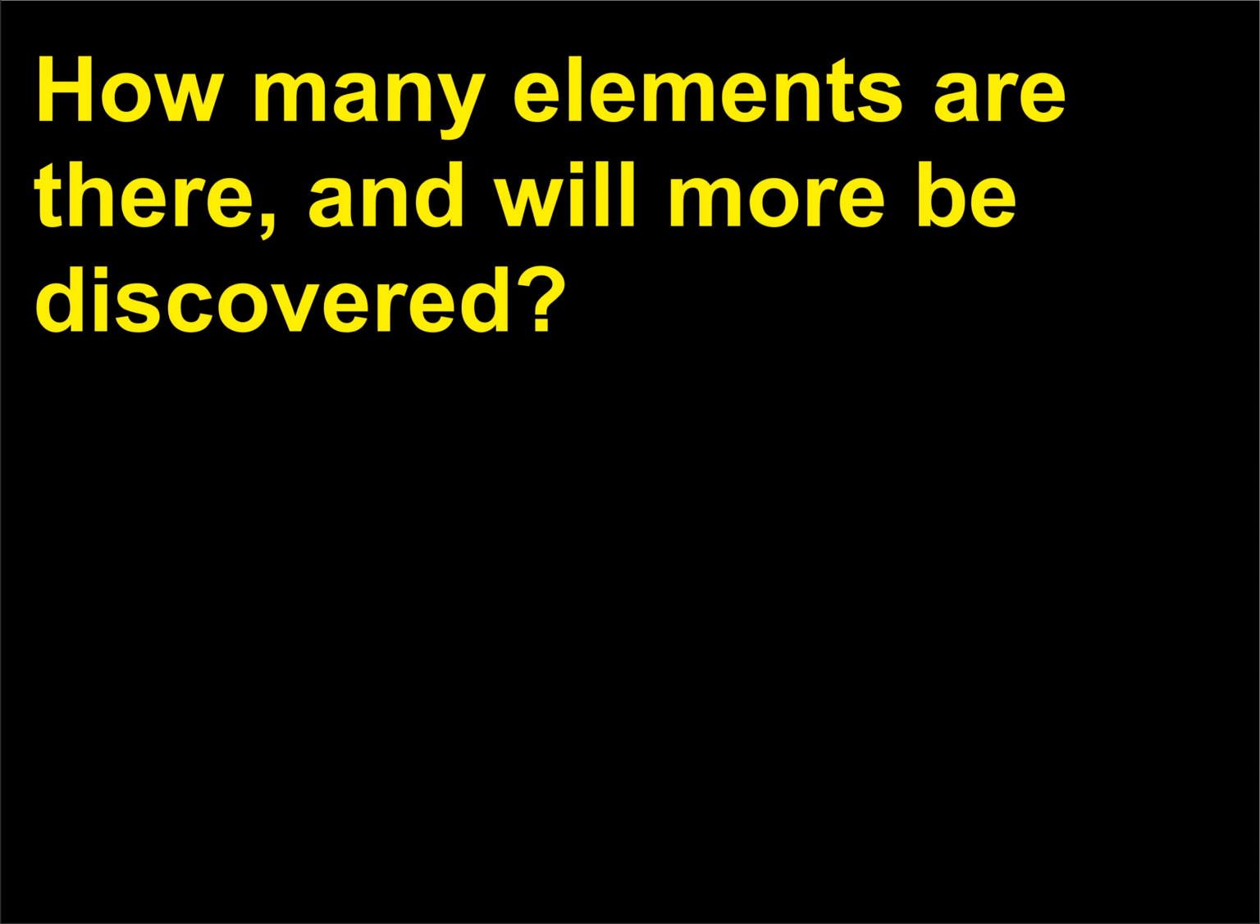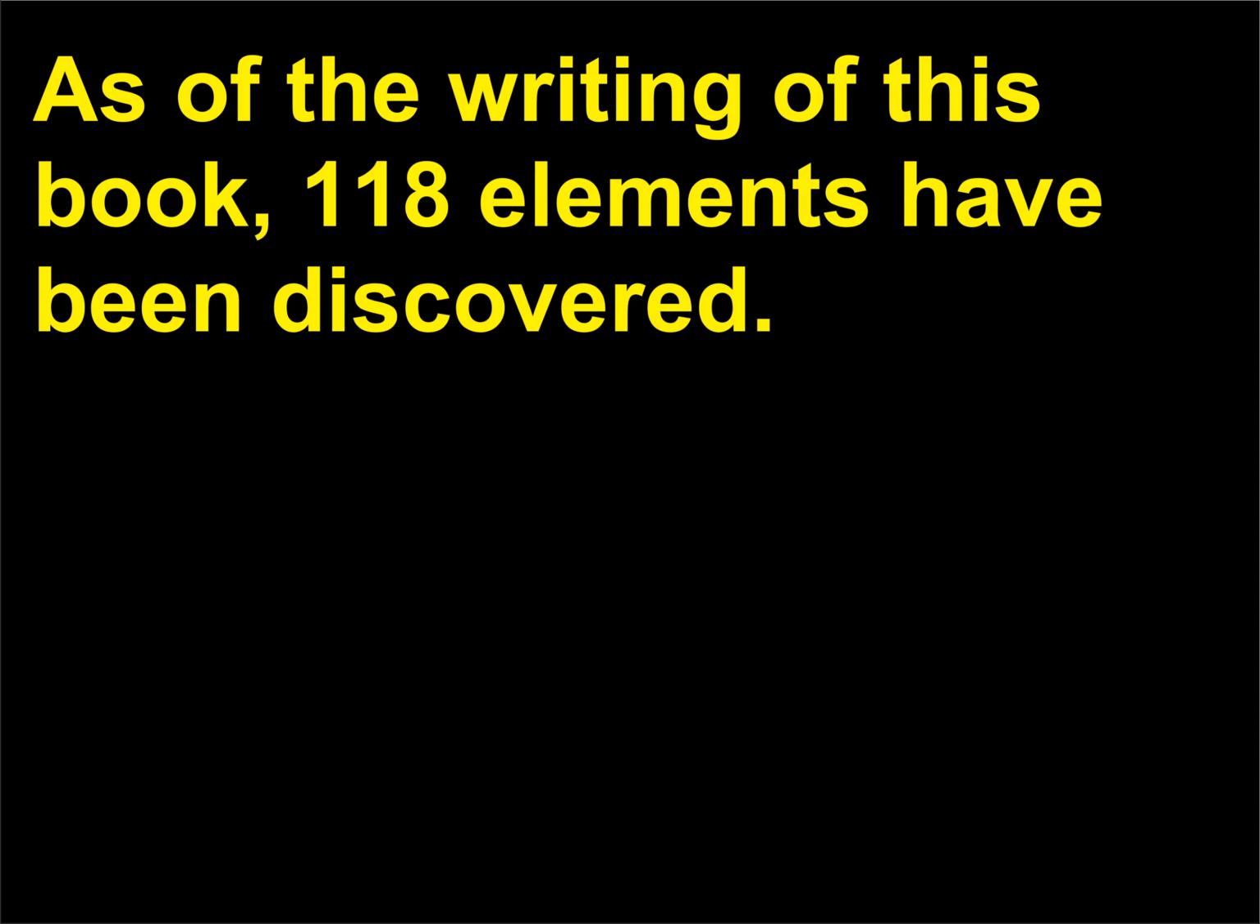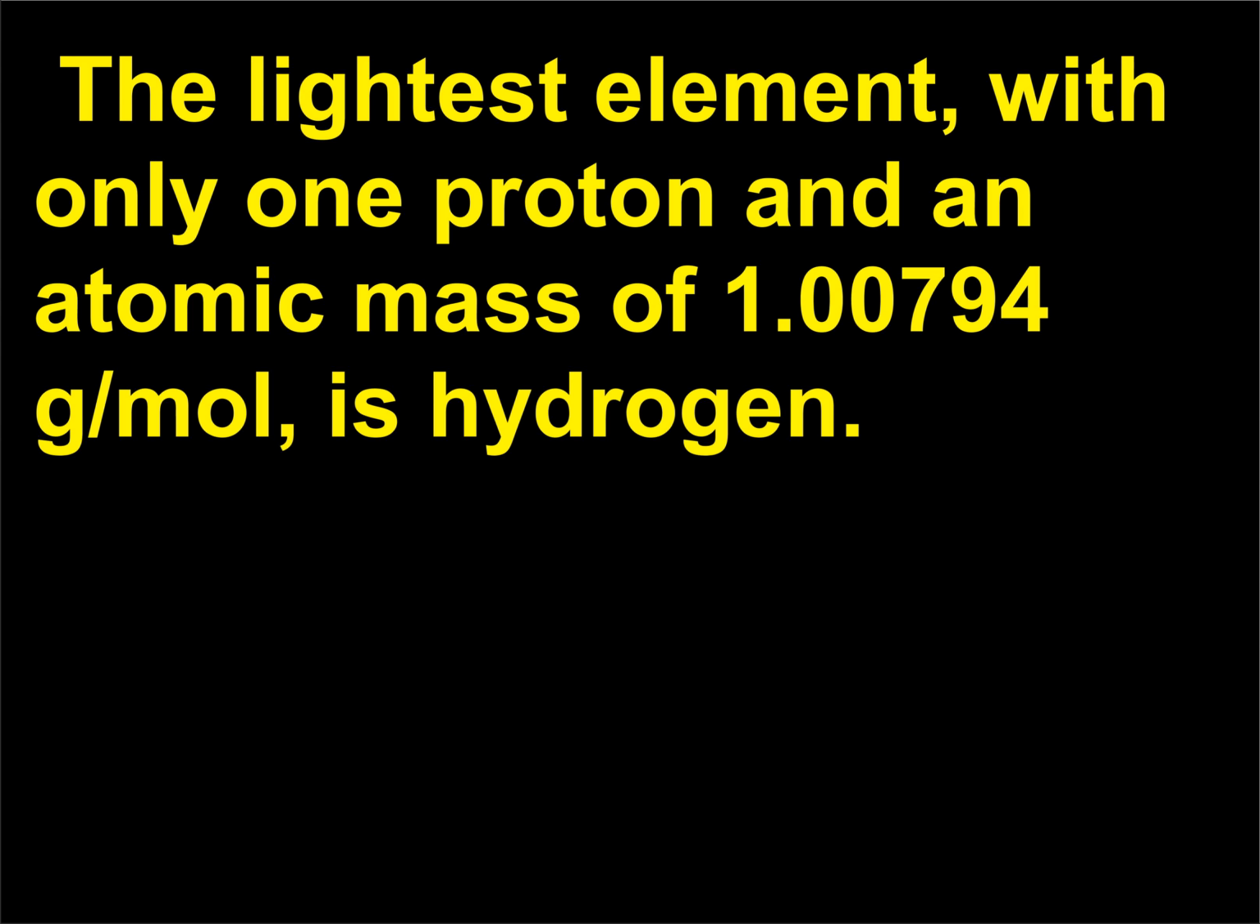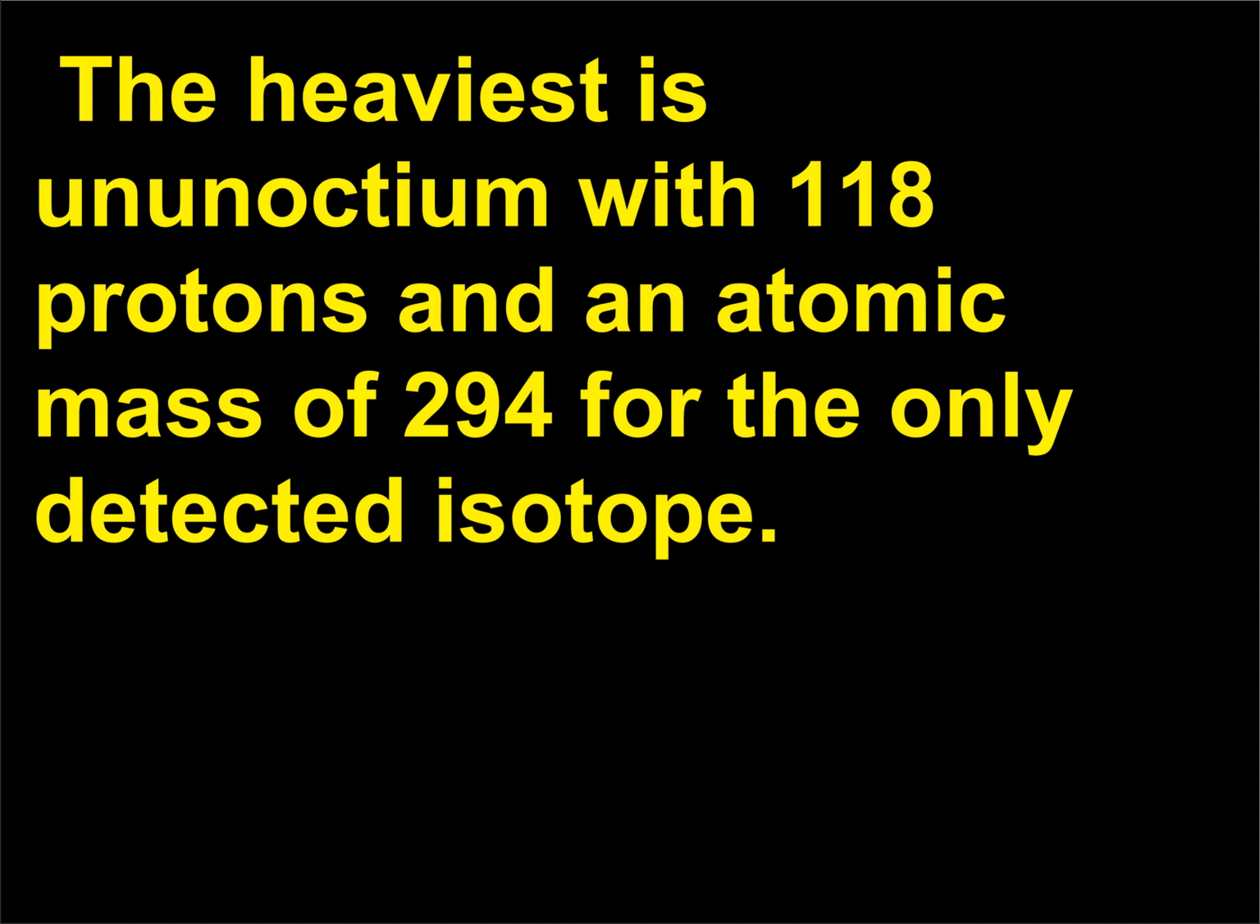How many elements are there, and will more be discovered? As of the writing of this book, 118 elements have been discovered. The lightest element, with only one proton and an atomic mass of 1.00794 g/mol, is hydrogen. The heaviest is ununoctium with 118 protons and an atomic mass of 294 for the only detected isotope.